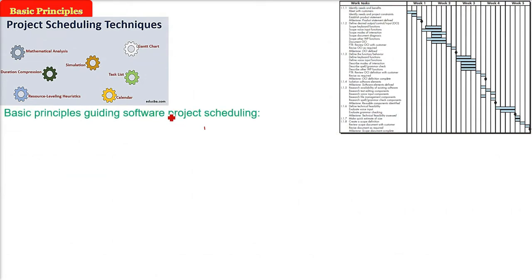For any project scheduling technique or management activity, project scheduling has certain basic principles. Every project manager has to understand and know what these basic principles are. The first one is compartmentalization, division of the work, properly modularizing the task.